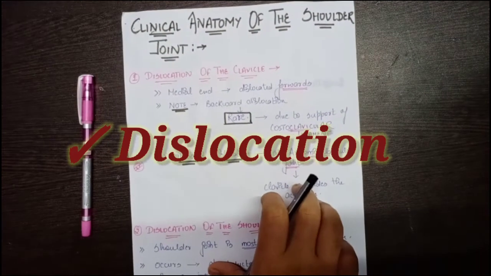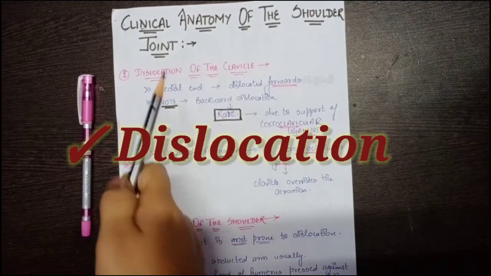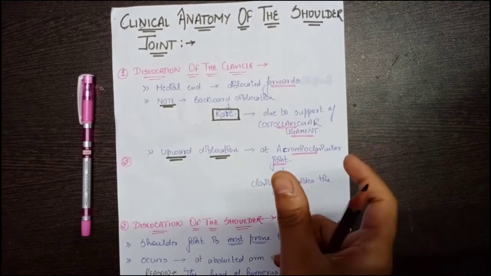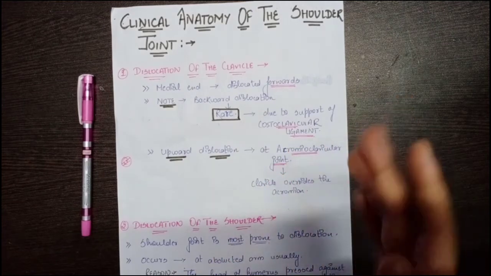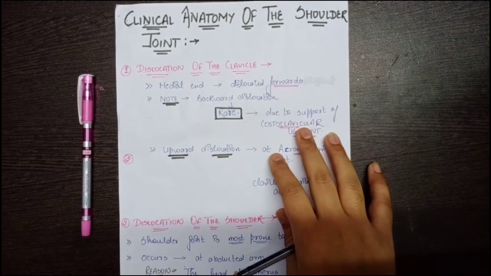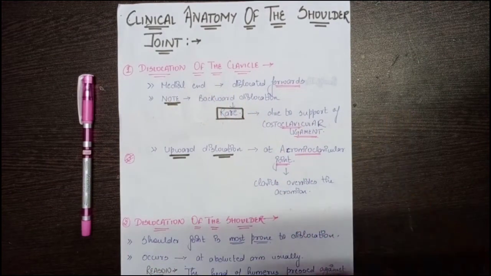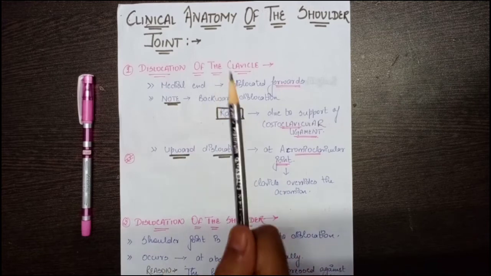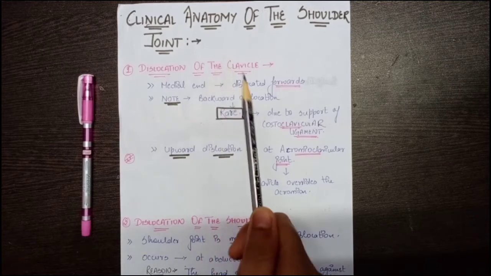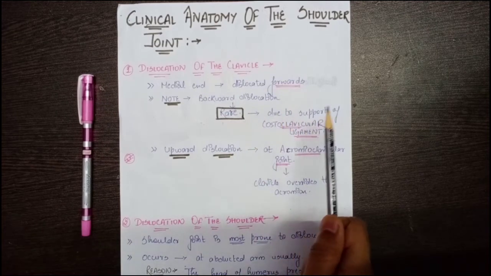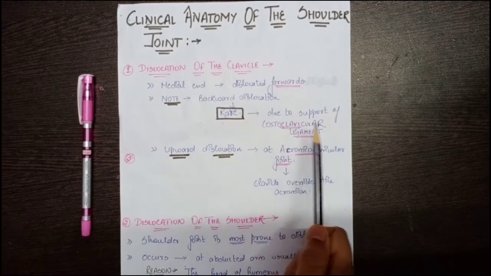So here we would be talking about two dislocations. One is of the clavicle. What happens is the medial end or the medial part of the clavicle dislocates forwards, that is towards the front. And what you have to note here is backward dislocation is very rare. Now, why do you say that backward dislocation is very rare? This can be a Viva question as well or 2 marks question as well. Why is it rare that we don't have a backward dislocation in clavicle? The answer is because it has a strong support of the costoclavicular ligament.